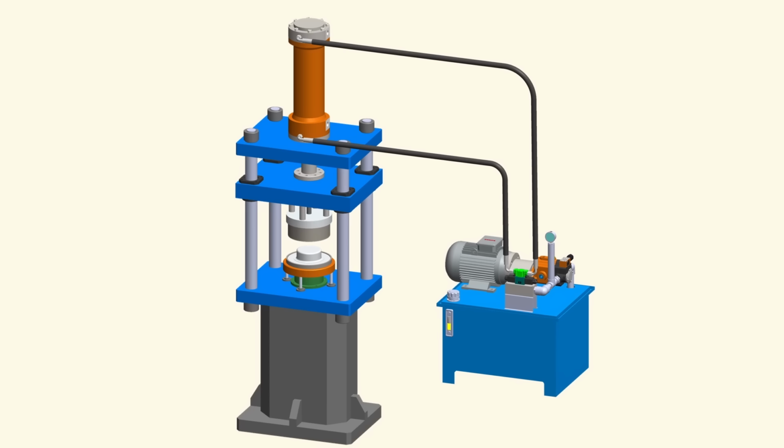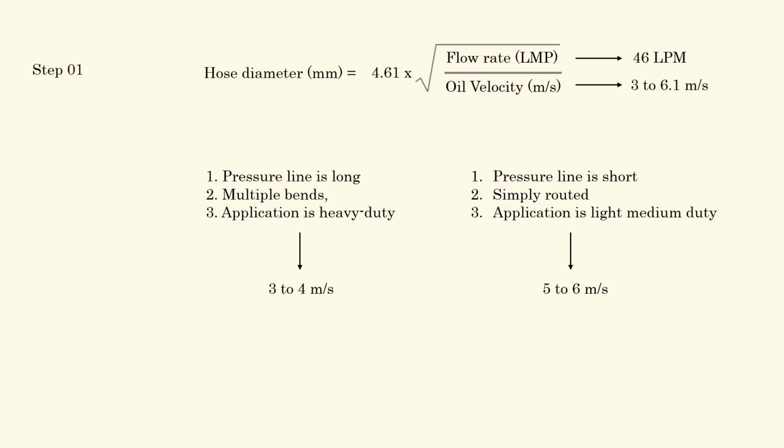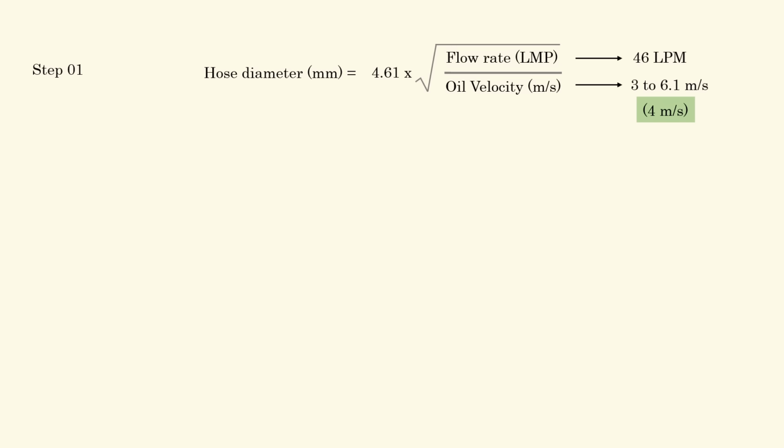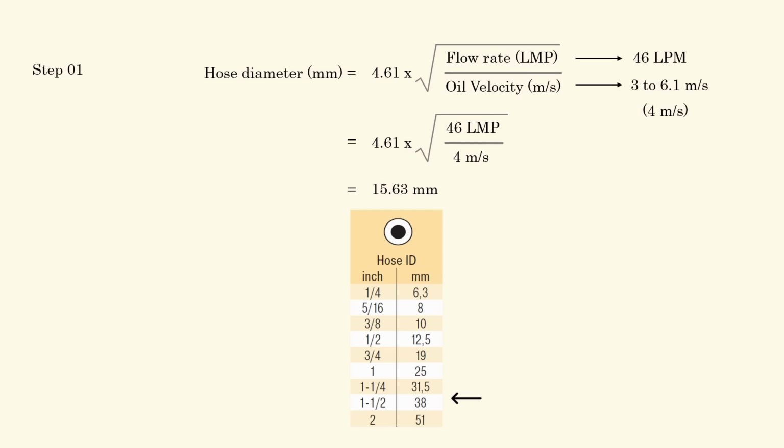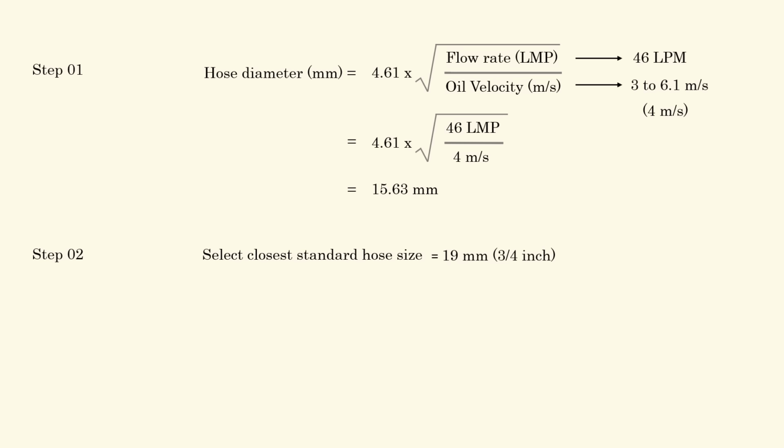For our application, a medium duty hydraulic press with simple routing, let's select the oil velocity 4 meter per second. Now putting the values in equation, the calculated hose diameter comes out to 15.63 millimeter. This is non-standard hose size. So we will choose 19 mm, 3 by 4 inch. But this is not final yet. We need to check the Reynolds number.